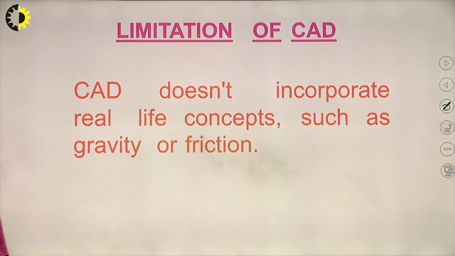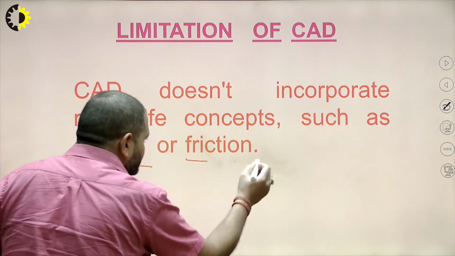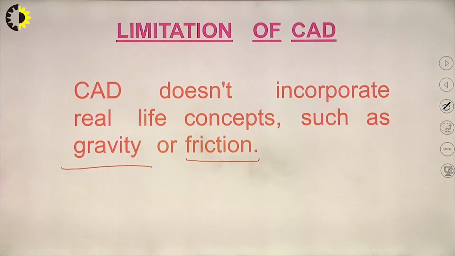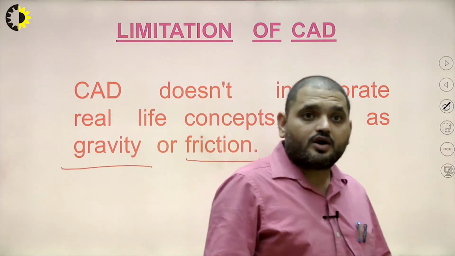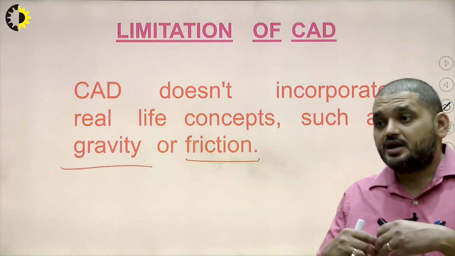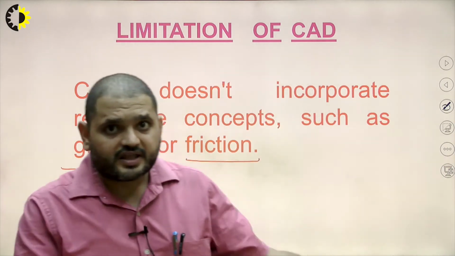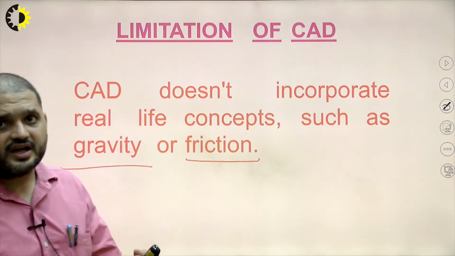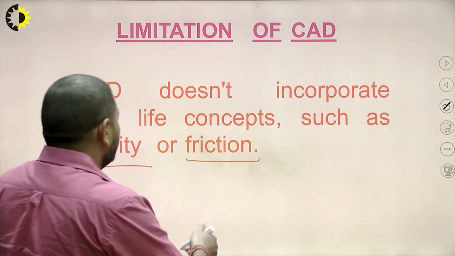Now what is the limitation of CAD? This is the biggest limitation: gravity and friction. Real-life concepts cannot be incorporated in CAD. So you cannot analyze gravity and friction using CAD techniques. You can analyze the thermodynamic field and fluid field, but you cannot analyze the gravity effect and the friction effect on any product. Okay, so this is the biggest limitation of the CAD system.